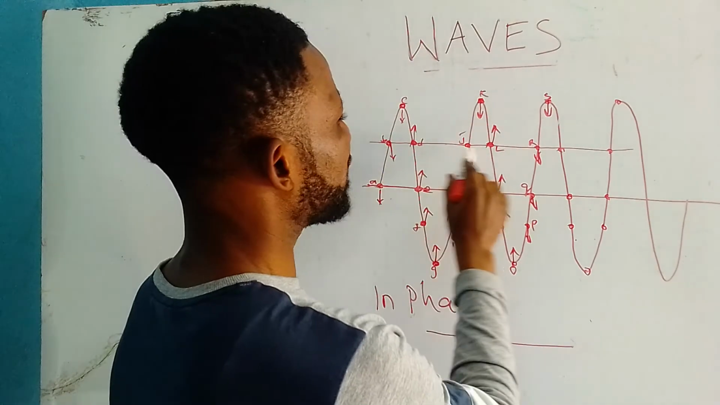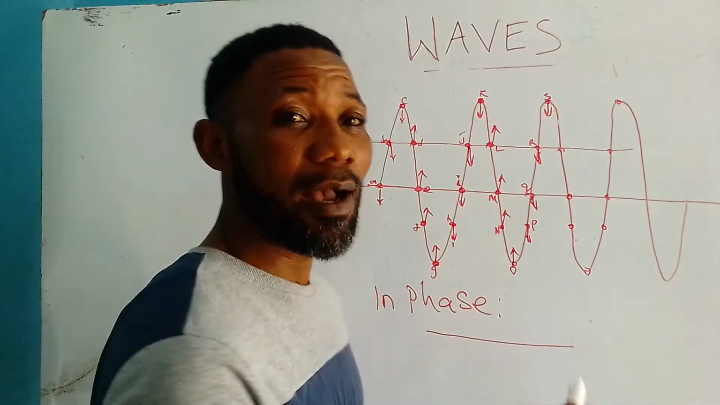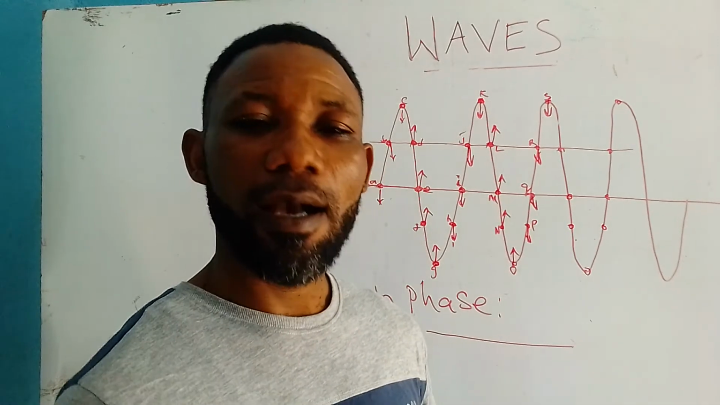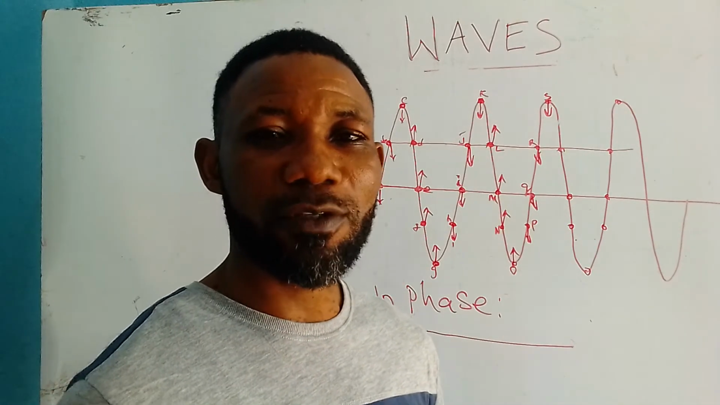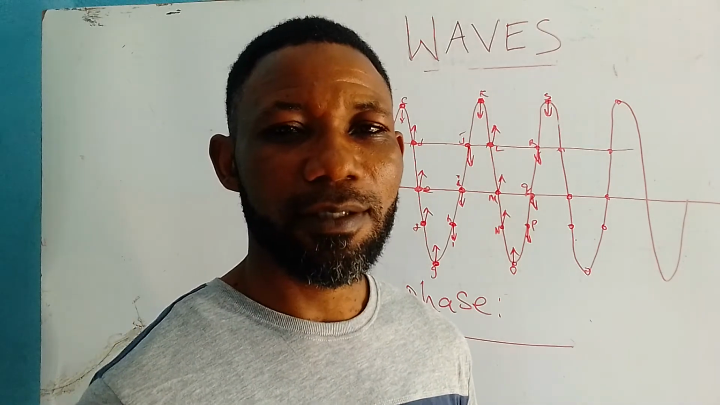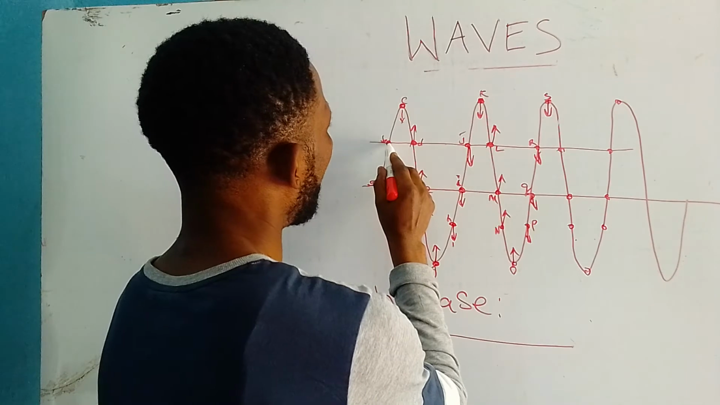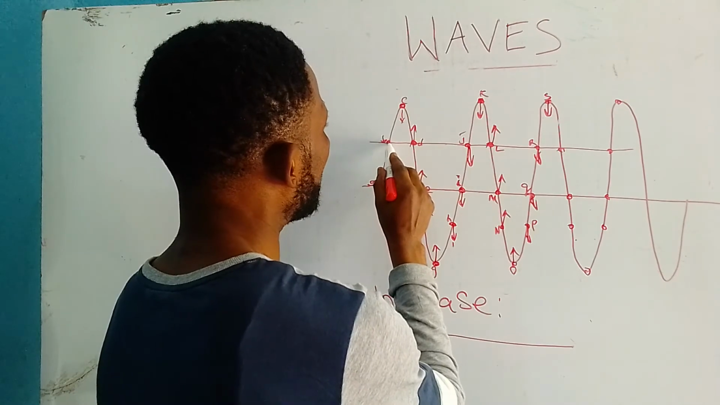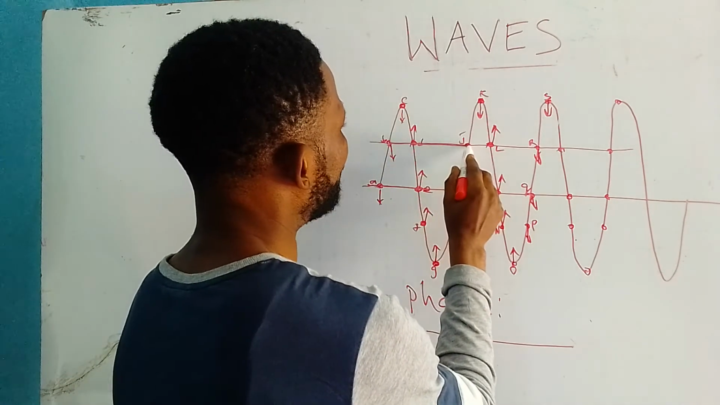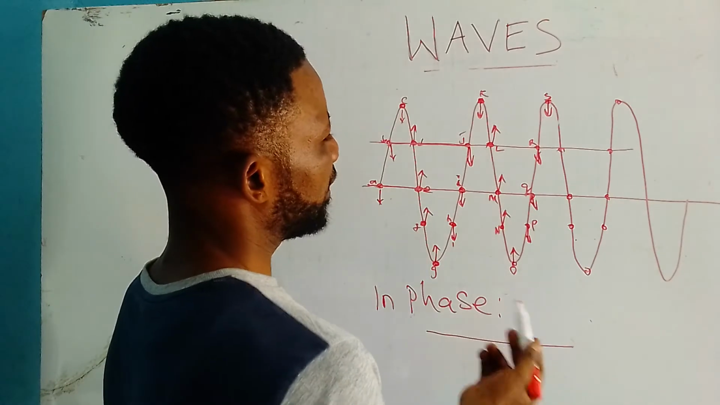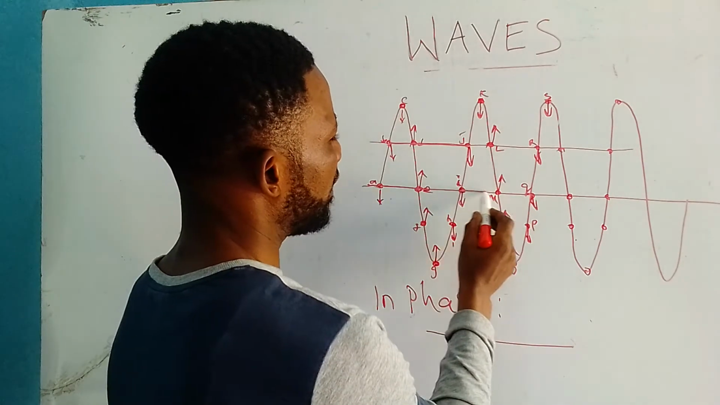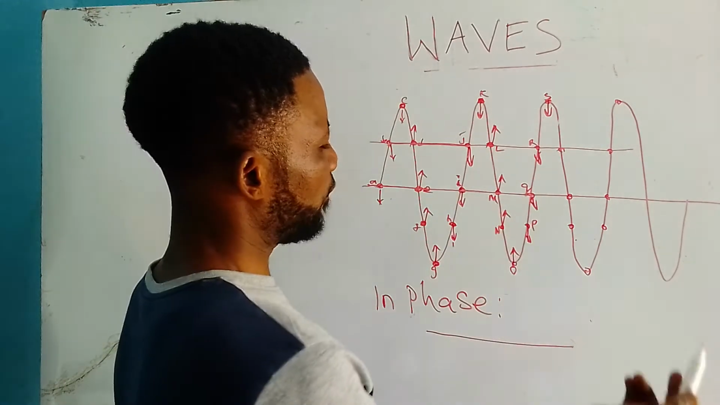So, any two successive particles which are in phase, the distance between any two successive particles in phase is a wavelength. So the distance between B and J is a wavelength. The distance between I and Q is a wavelength.